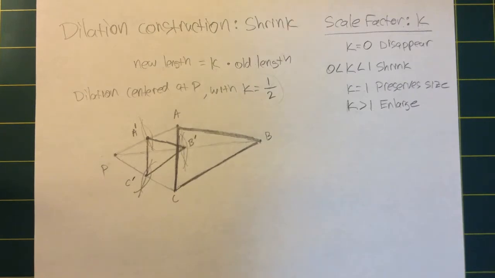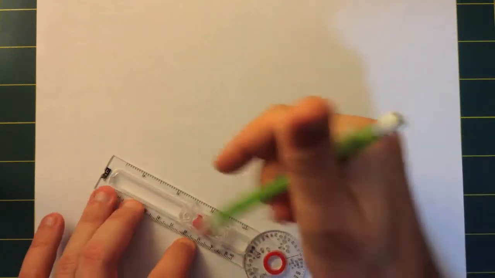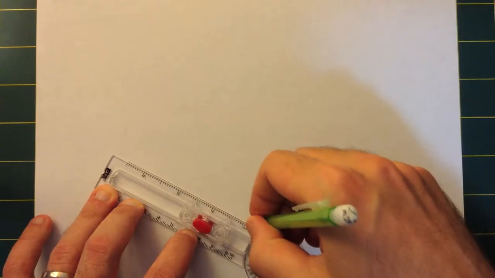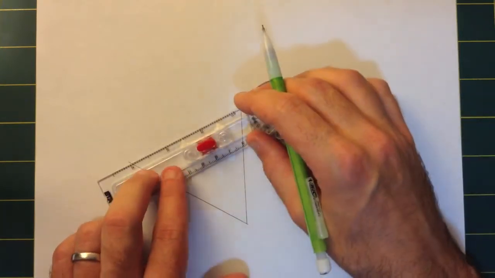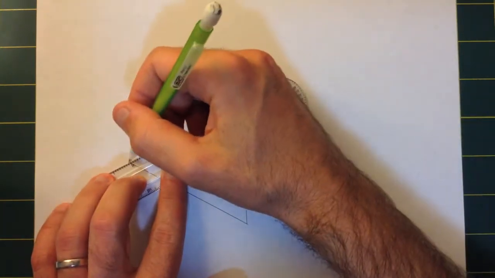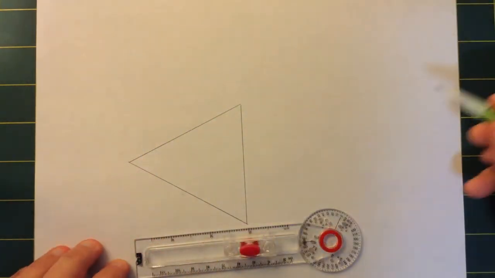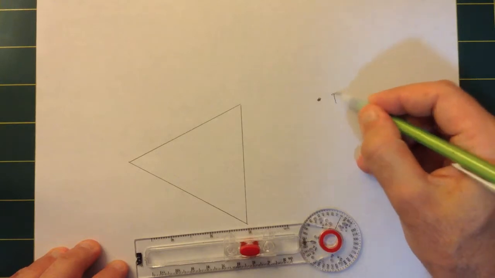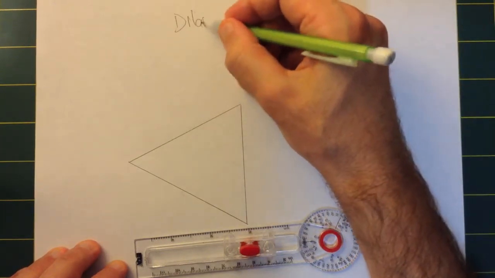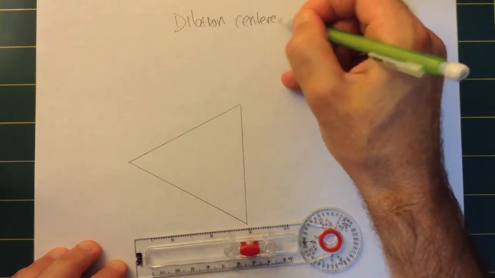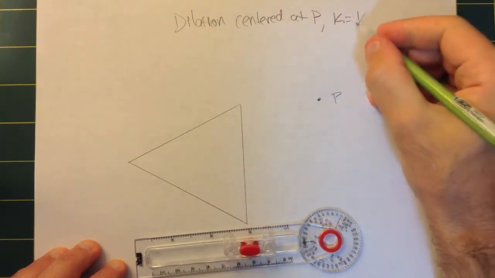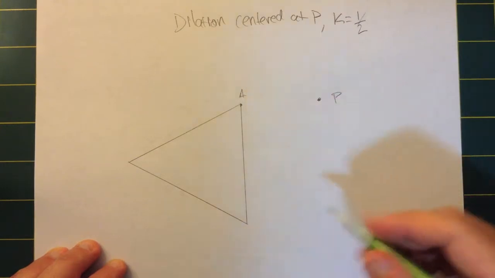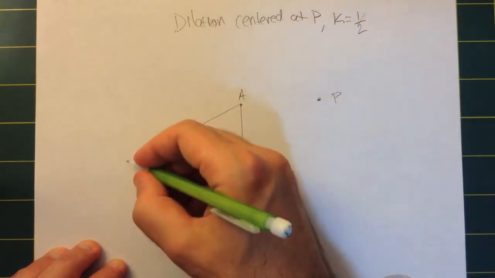Let's do the construction with a compass and straight edge now to demonstrate. I'm going to start out by just sketching in some triangle here. Let's go with that. There. And I'm going to put point P right there. So I'm going to do a dilation centered at P with K equals 1/2. A, call this B, we'll call this C.